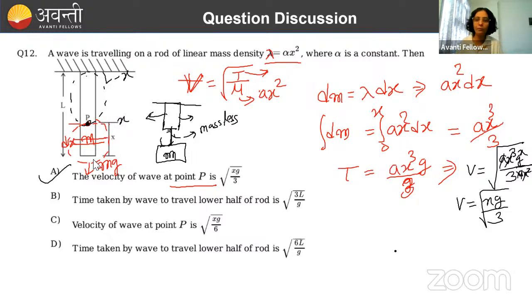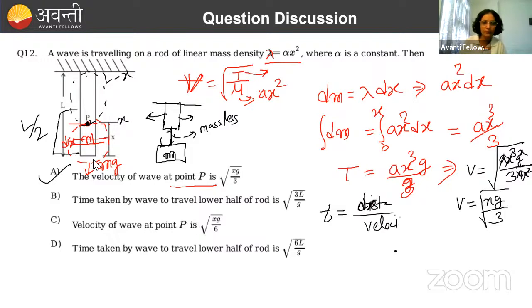Then time taken by wave to travel lower half of the rod. So now it is asking ki if lower half को cover करना है, L/2 distance cover करना है from the bottom, how much time it will take? So time taken को आप कैसे निकालोगे? Time taken you can calculate by distance by velocity. Clear है?